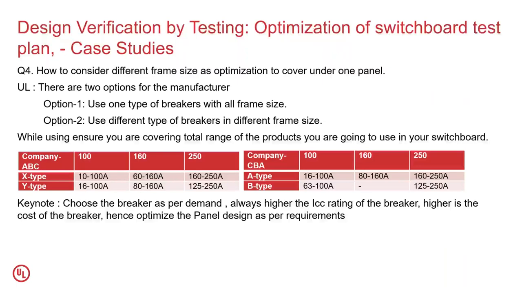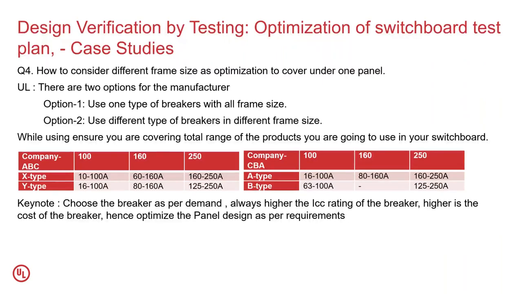so that there is no more optimization. Okay. Same way for company CBA, there are 3 frame sizes with A and B types. You can use only A type breakers, or you can optimize to take more advantage by using A and B types. Choose the breaker as per the demand.